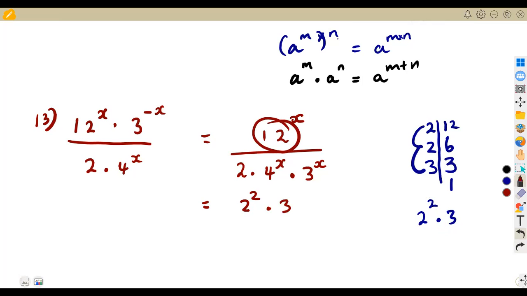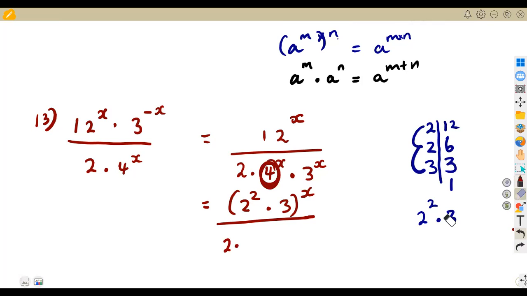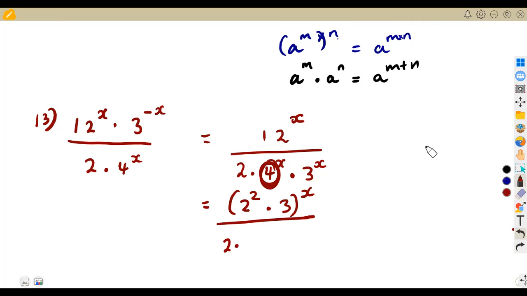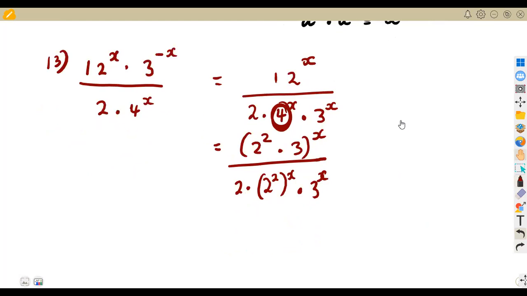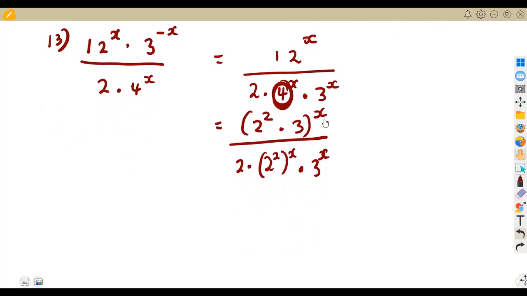In place of 12, writing this in simplest form, and everything raised to the exponent of x. Over, you're going to do the same thing on 4 here. So it's going to be 2 times this 4 that we see. We have to write in simplest form. So remember, 4 is the same as 2 times 2, which is 2 squared. So it's going to be 2 to the exponent of 2, but everything is going to be raised to the exponent of x. Multiply to 3 to the exponent of x, which is already in simplest form.